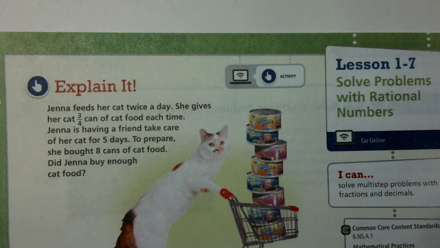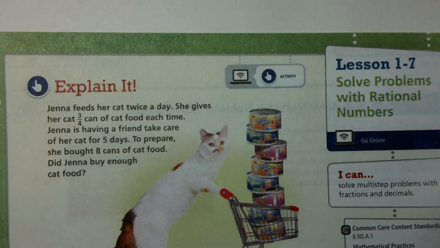Okay, if you notice, the lesson is about solving problems with rational numbers. And the I can statement is to solve multi-step problems with fractions and decimals. So we're going to talk about what a rational number is, and we're going to talk about this word right here that says multi-step. Multi, the prefix multi, means many. Means more than one or two. So it's going to have 2 or 3 or 4 steps to solving the problem.